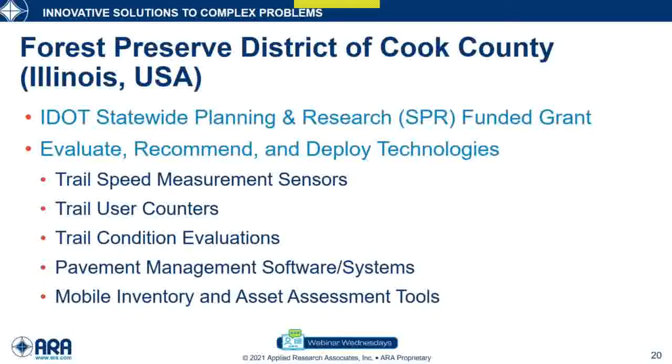The first one we'll talk about is the Forest Preserve District of Cook County. This is the county that includes Chicago in Illinois in the United States. They received a grant from the Illinois Department of Transportation's Statewide Planning and Research Program, SPR, to evaluate paved trail condition evaluation technologies, along with user counters, speed measurement sensors, and implementing a pavement management system. The project also includes the evaluation, selection, and deployment of mobile inventory and asset assessment applications using current handheld mobile technology. So a pretty comprehensive scope of items to accomplish for the Forest Preserve.